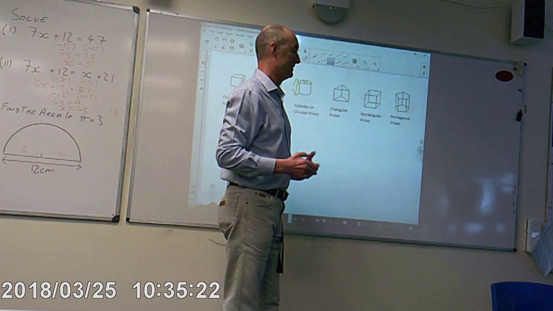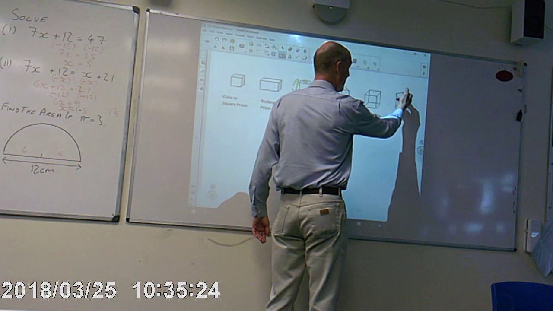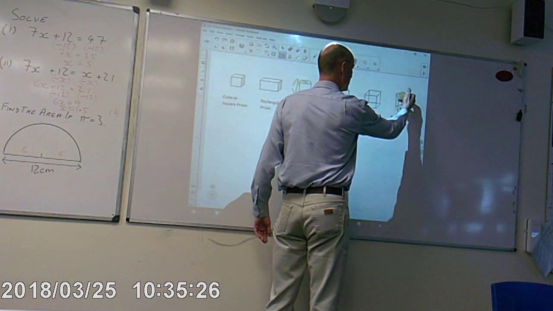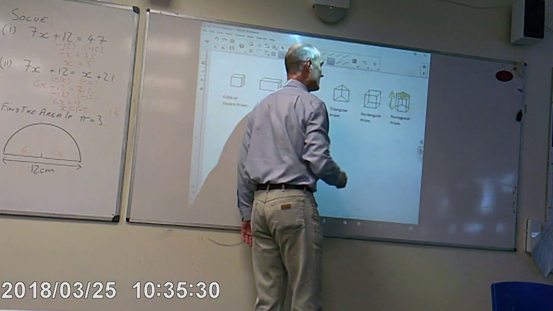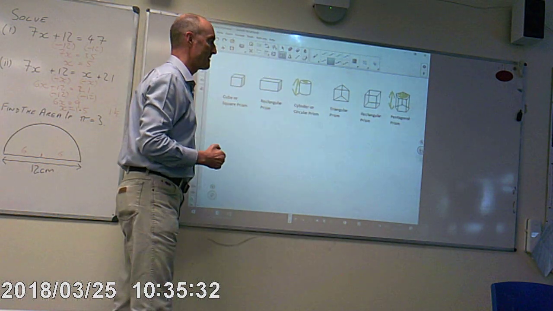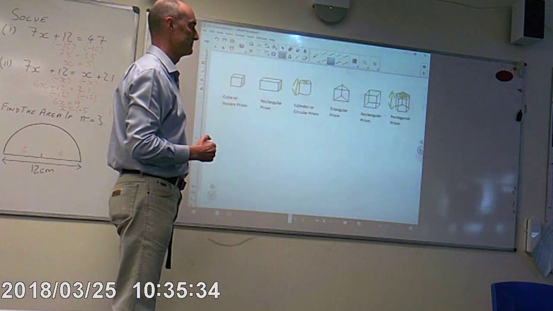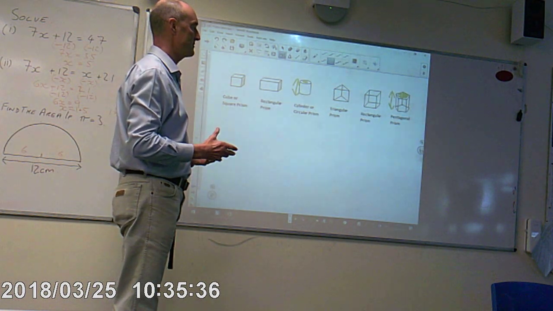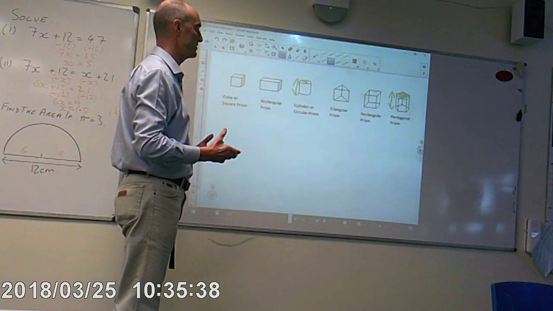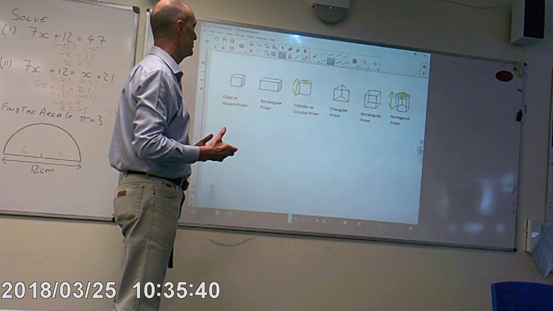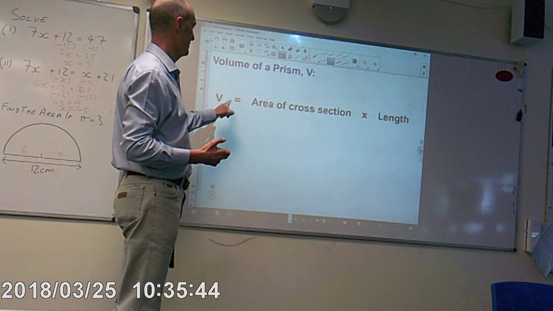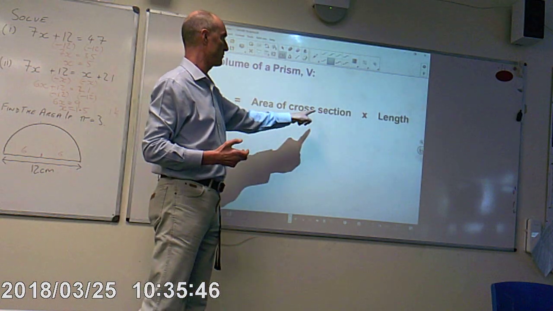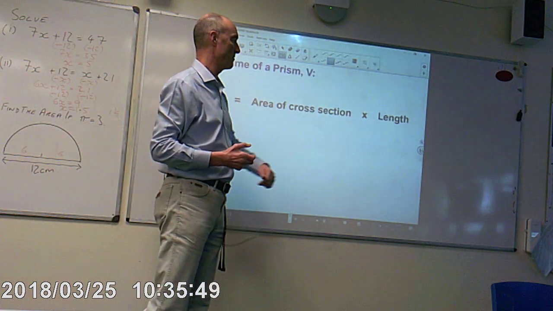Pentagonal prism. We know the area at the end, multiply it by the length, and that will give us our volume. So any regular shape has got the same cross section throughout its length, we can just use that formula. The volume of the prism is the area of the cross section multiplied by the length.